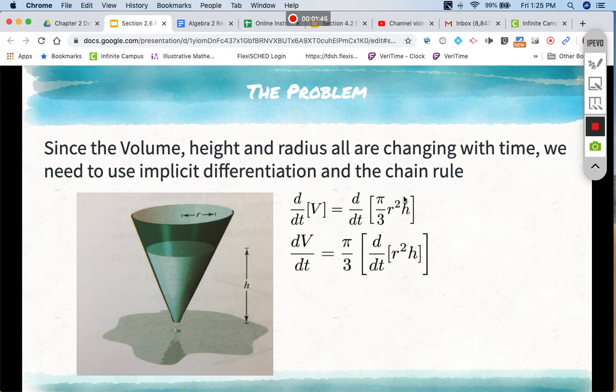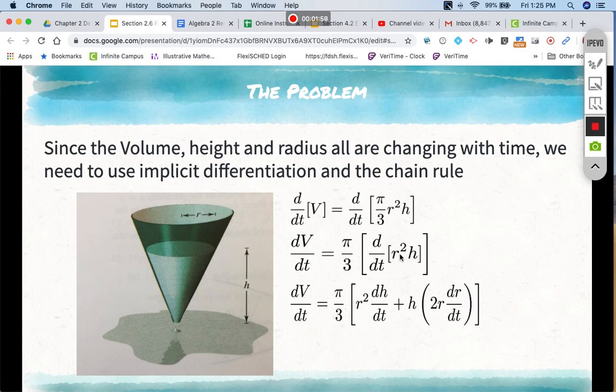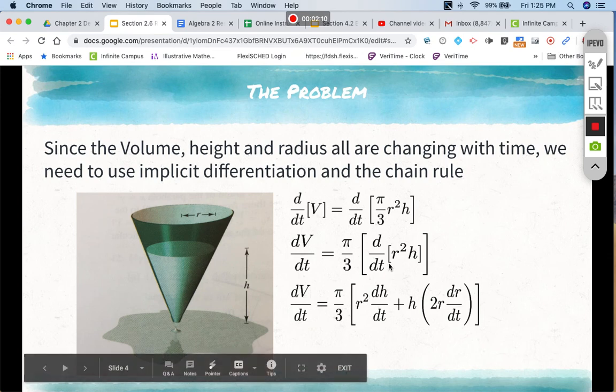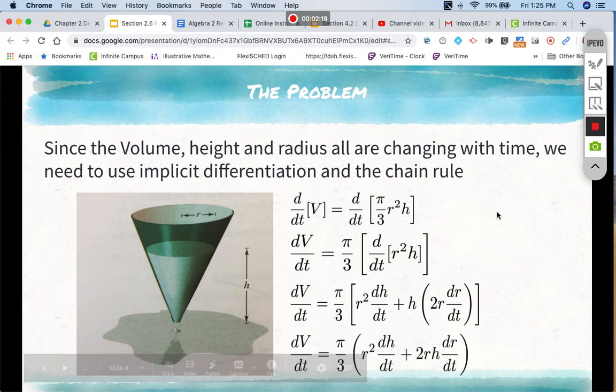So the left side is easy, dV/dt. On the right side, we have a constant, we can pull it out, so we have to take the derivative of r squared h. There we have two variables, and both of these are changing with time. If one of those was constant, we could pull it out with the constant, but the radius changes with time and the height changes with time, so we have to use the chain rule here. So we have r squared times dh/dt plus h times 2r dr/dt. And just neatening it up a little bit, we got this.